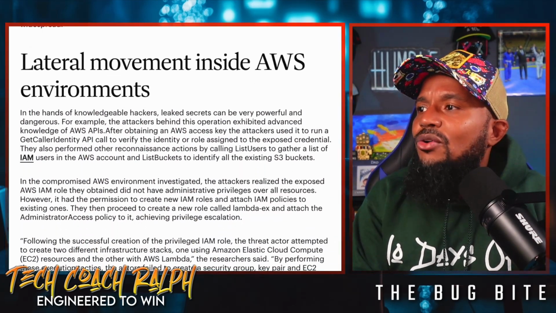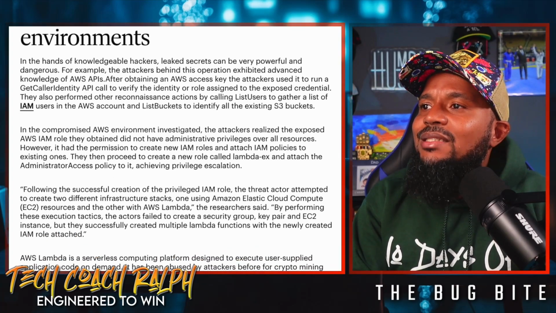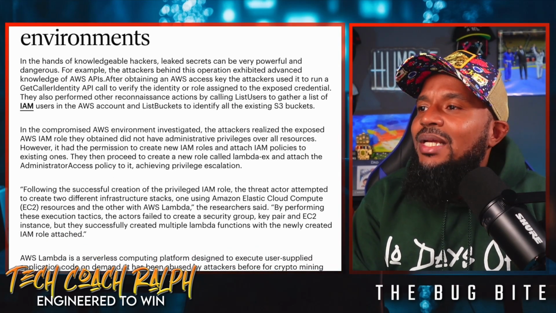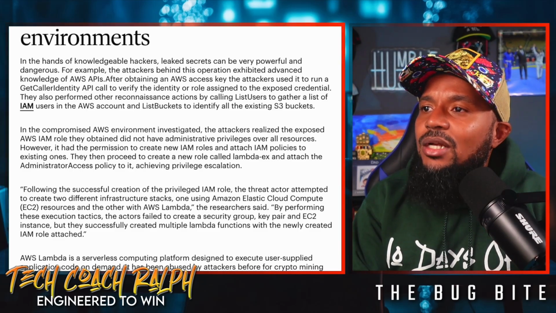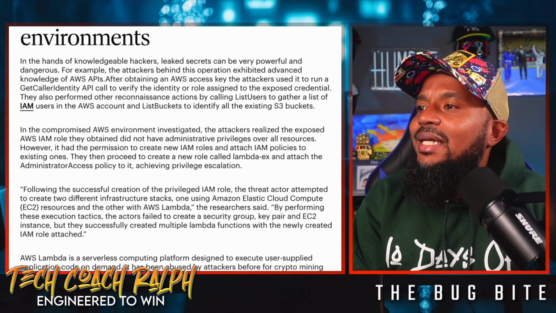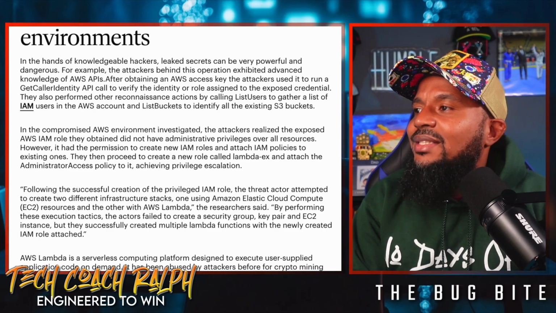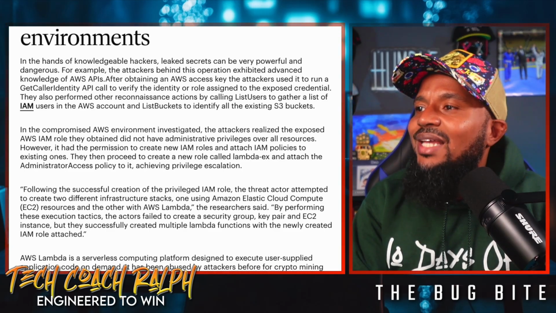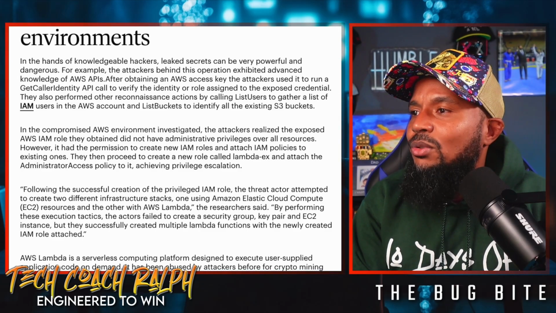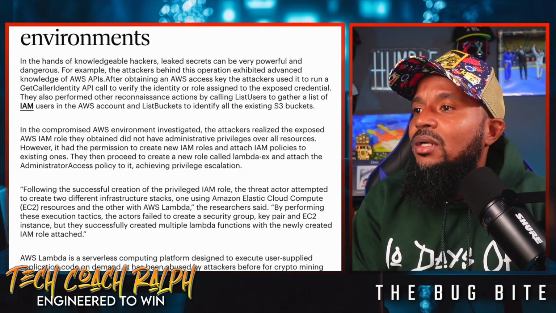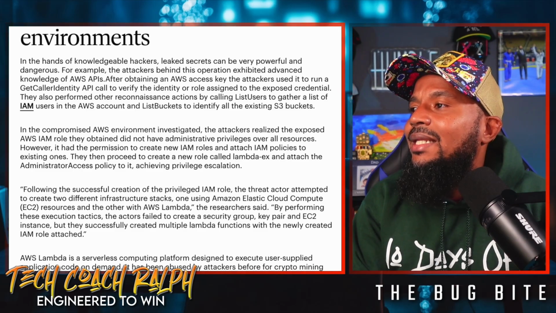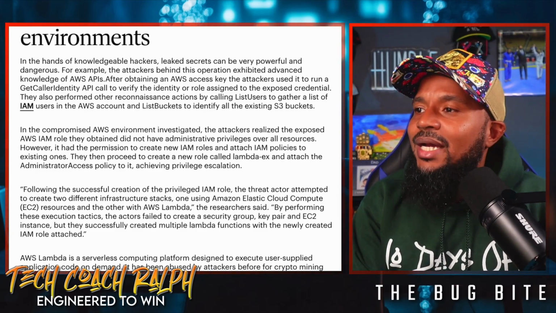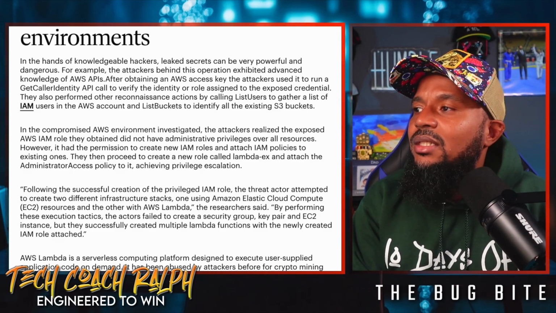Let's see. So lateral movement inside AWS environments. In the hands of knowledgeable hackers, leaked secrets can be very powerful and dangerous. For example, the attackers behind this operation exhibited advanced knowledge of AWS APIs. After obtaining an AWS key, the attackers used it to run a get caller identity API call to verify the identity or role assigned to the exposed credential. They also performed other reconnaissance actions by calling list users to gather a list of IAM, Identity Access Management users in the AWS account and list buckets to identify all existing S3 buckets.